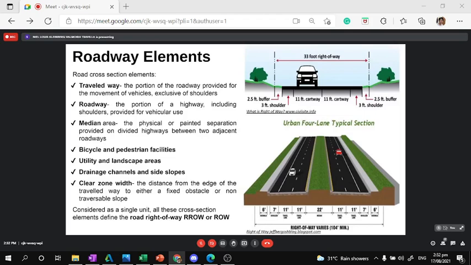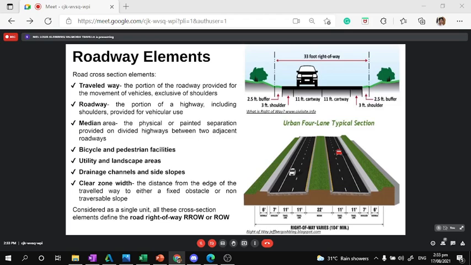But if you notice, it has an established shoulder, both sides have an established shoulder. So the shoulder is the resting area for the driver, before the actual vegetative area on the right and the left side. If we look at a more established drawing, we can see a typical section of an urban 4-lane road.